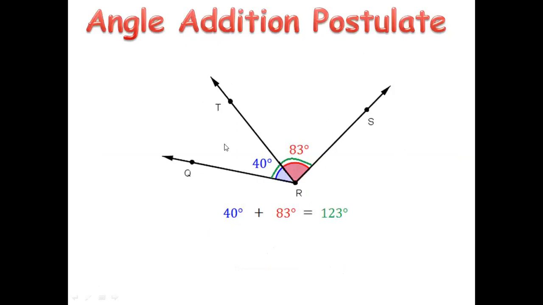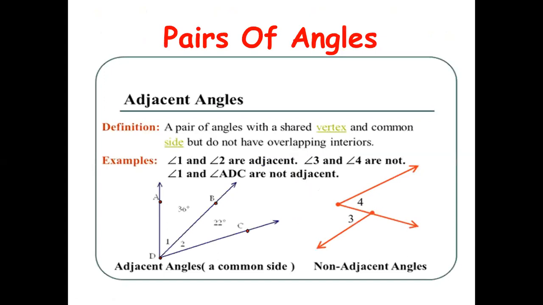This is a similar example where we have to use the angle addition postulate. So you can see that angle SRQ is a very big angle, but they divided it into two parts and they said angle QRT is 40 degrees, angle TRS is 83 degrees. So when you want to find the whole angle, which is angle SRQ, you just add them. So it is going to give you 123. Okay, let's move on to the other part of this lesson.